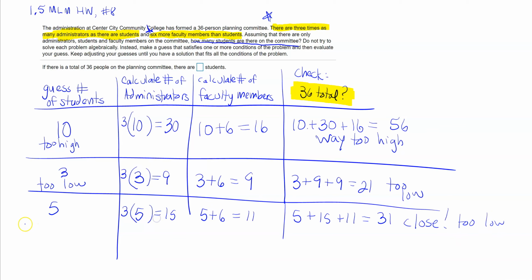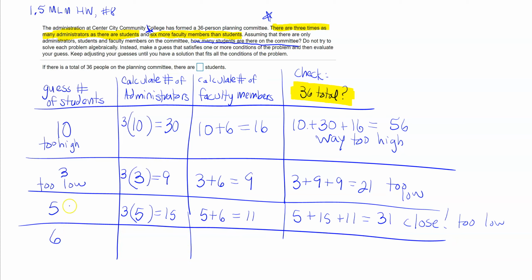So let's raise that up, just a little bit. Let's raise it to 6. If there are 6 students, I'm going to mark here, the last one is still too low. If there are 6 students and I triple it, that's going to bring me up to 18. And if I take those 6 students and add 6 to it, that's going to bring me to 12. Okay, so let's add up 6 plus 18 plus 12 and see what we get. So 18 plus 12 is 30, plus 6, that's 36. We got it.